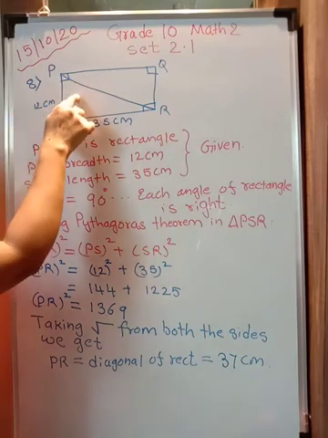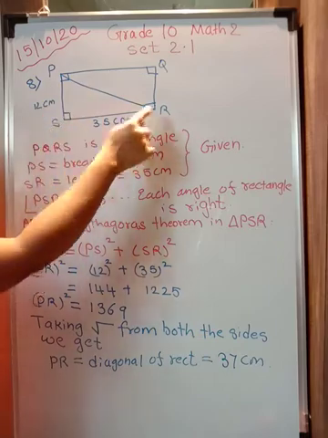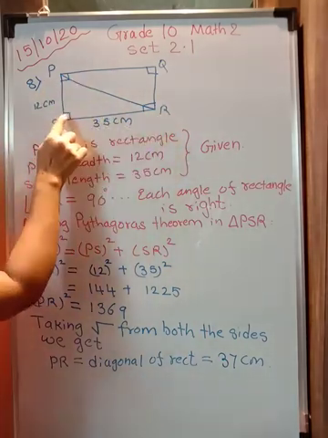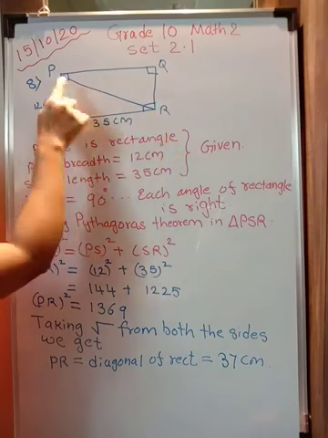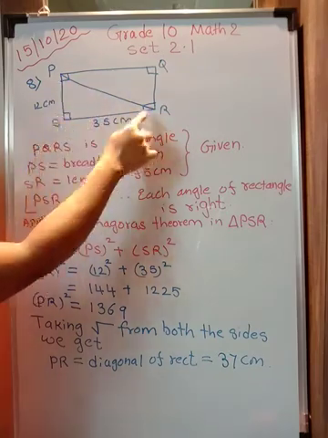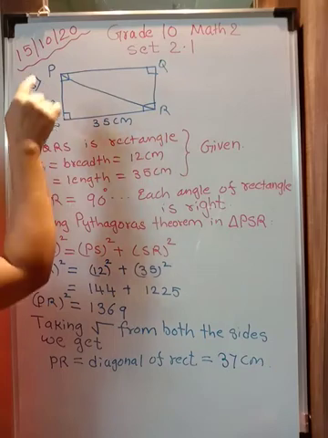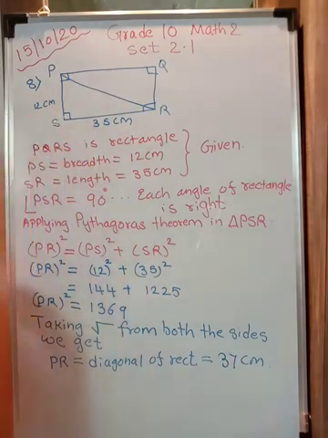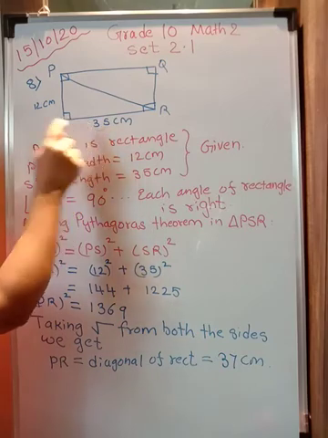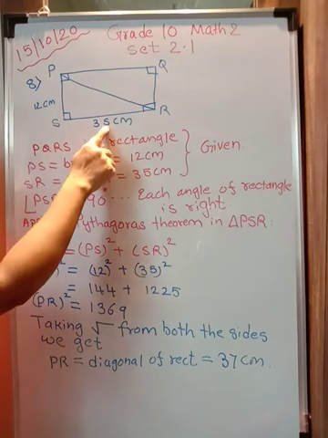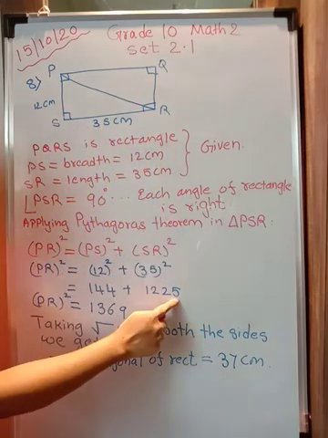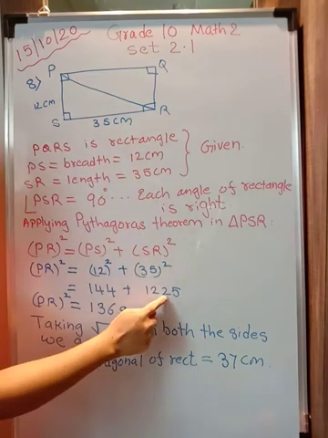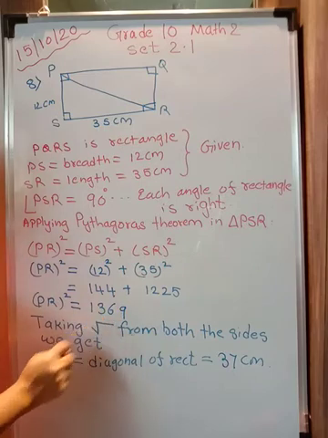Now you can apply Pythagoras theorem in triangle PSR. Opposite to 90 is the hypotenuse. So PR square will be PS square plus SR square. So PR square will be 12 square plus 35 square. 12 square you all know is 144, and 35 square, I have told you how to find the squares of numbers ending with 5. First you write 25, 5 square. And which number comes after 3? 4. 3 4s are 12. So 12, 25. Add these up and you get 1369.